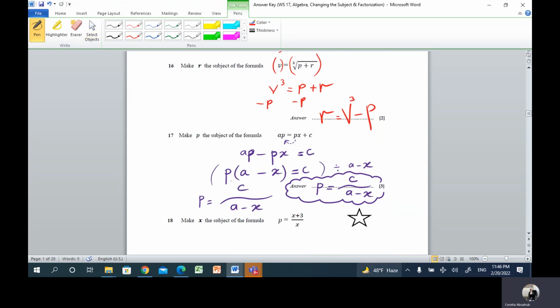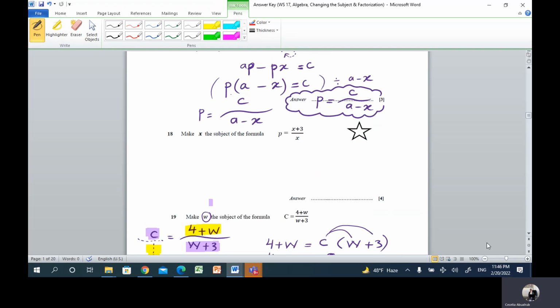Okay, here, question number 18. So p is equal to x plus 3 over x. So p over 1 is equal to x plus 3 over x. So now I have two fractions on the right and on the left. We cross multiply. So denominator on the left times the numerator on the right. Denominator on the right times the numerator on the left. So it will be 1 times x plus 3. It will be x plus 3 is equal to p times x is px.